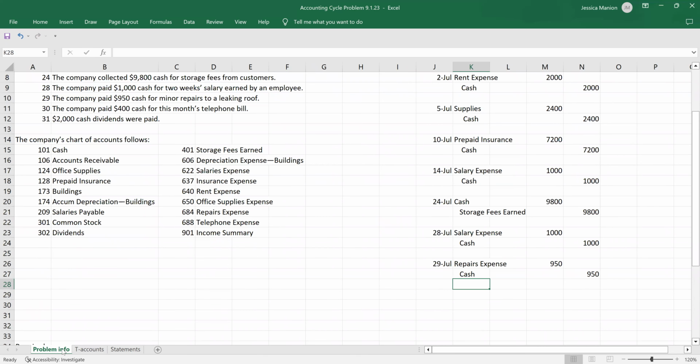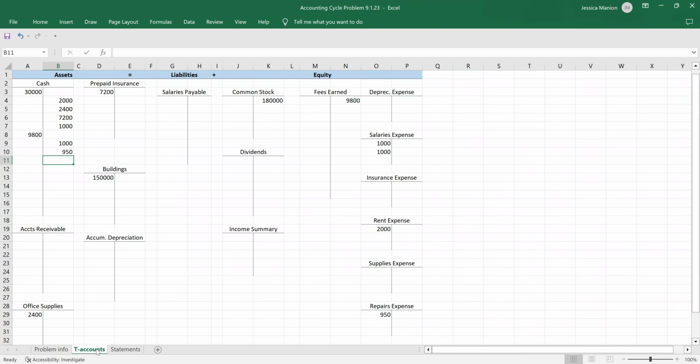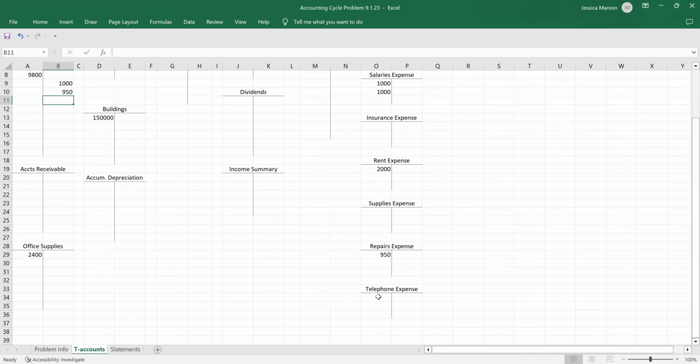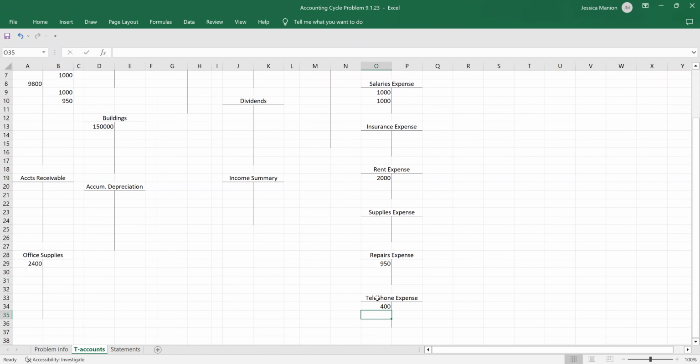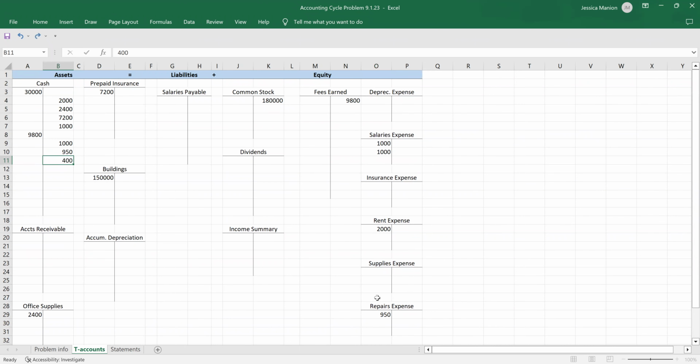All right. Two more here. July the 30th is our next one. The company paid 400 cash for this month's telephone bill. All right, so this is telephone expense. We're debiting telephone expense, 400. Crediting cash. All right, so we want to click post. Update our T accounts. Debit telephone expense, 400. And then credit cash, 400.